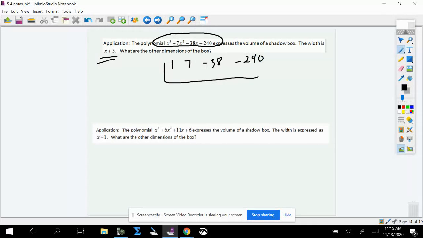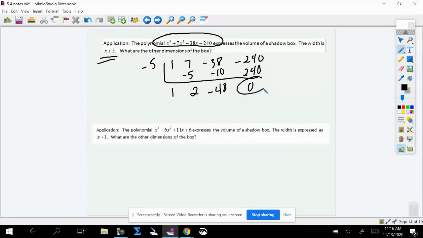Since I know that x plus 5 is one of the factors because it's one of the dimensions of the volume, I know if I put negative 5 outside and go through synthetic division, this is going to divide evenly, because they're telling me it's one of the dimensions. So I'm going to start with that. I'm going to drop down the 1. I'm going to multiply, add, multiply, add, multiply, add.